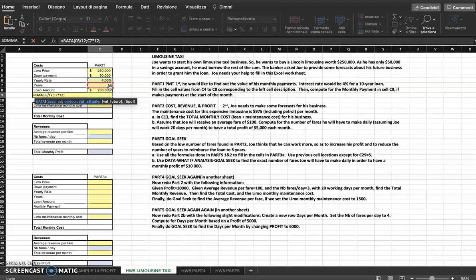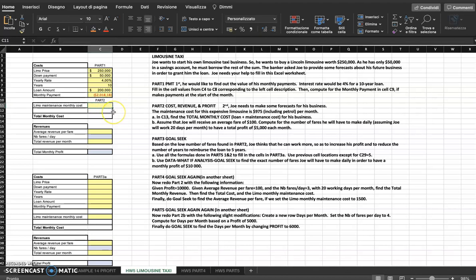Then we have to add the loan amount, cell C8. And then we put 0, that is the beginning of the period. No, sorry, 0 is the end of the period, and 1 is the beginning of the period, as stated here. Just press enter. Okay, this should be the monthly payment. It's in red because it's negative. So yes, it's a negative number because we have the brackets, and it's red.